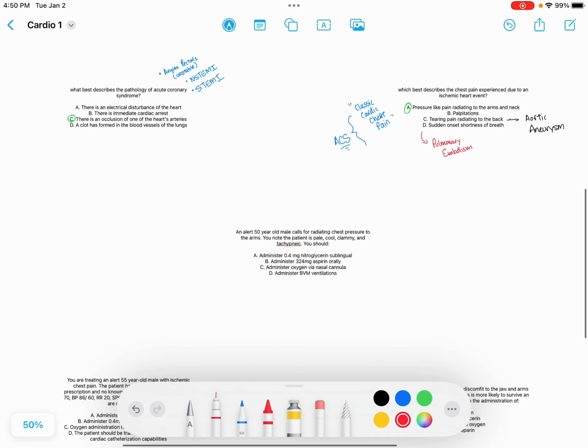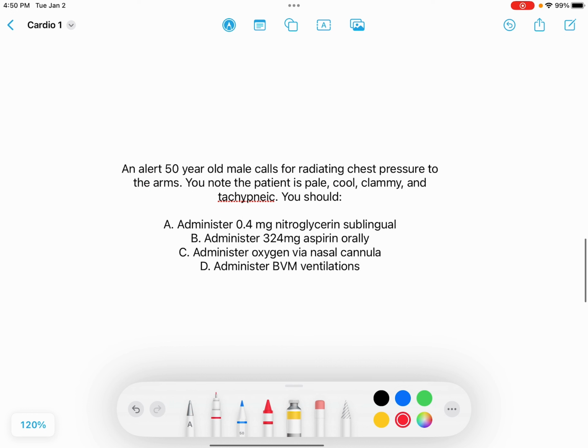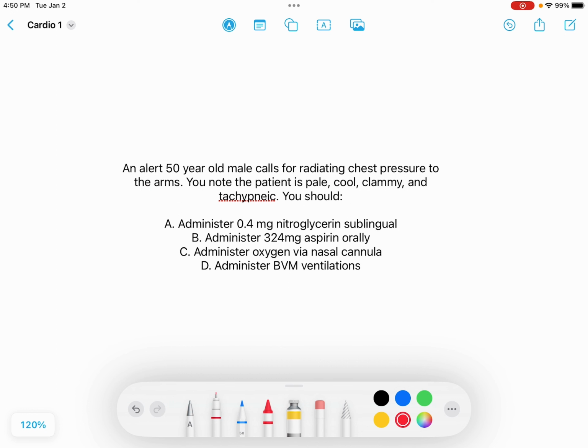All right, question 3. An alert 50-year-old male calls for radiating chest pressure to the arms. You note the patient is pale, cool, clammy, and tachypneic. You should A, administer 0.4 milligrams nitroglycerin sublingual. B, administer 324 milligrams of aspirin orally. C, administer oxygen via nasal cannula. Or D, administer BVM ventilations. Take a moment to think of an answer. And our correct answer here is C.